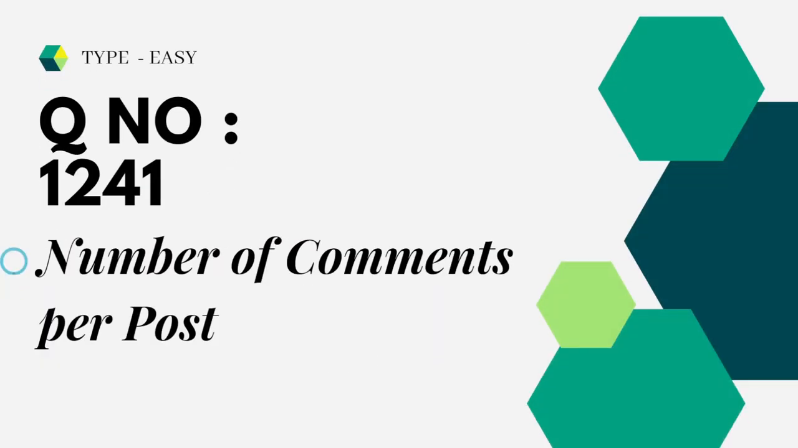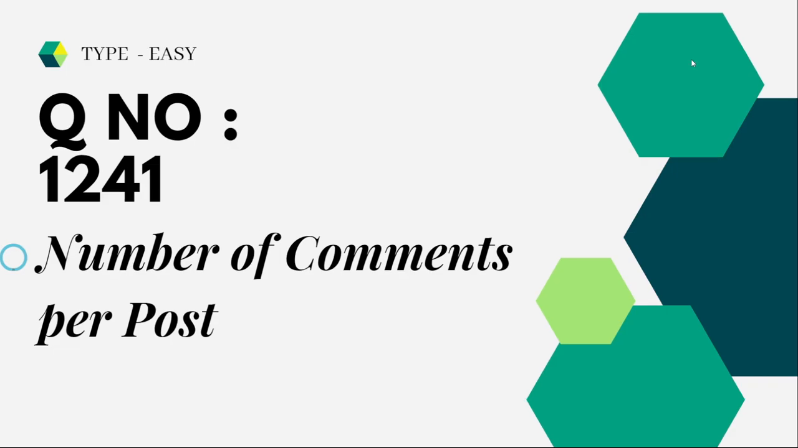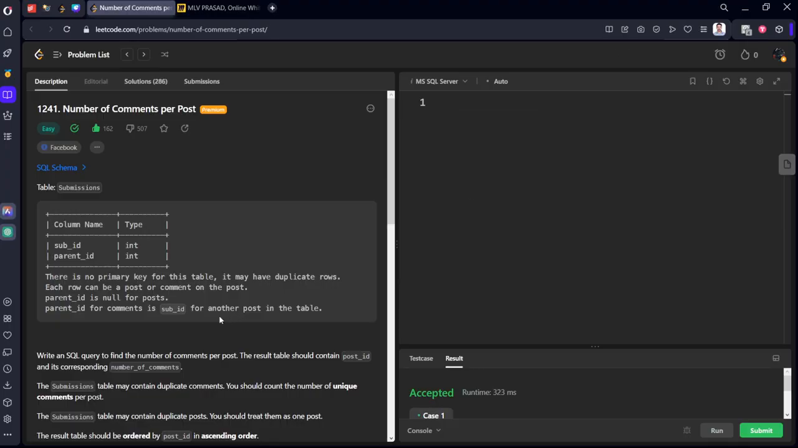The question which we are trying to solve right now is question number 1241, number of comments per post. Let's see the question in LeetCode. You can see it is already asked in Facebook. For example, the column name is there, sub ID means where a submission is made, and whether the parent ID is there or not. There is no primary key for this table, it may have duplicates.